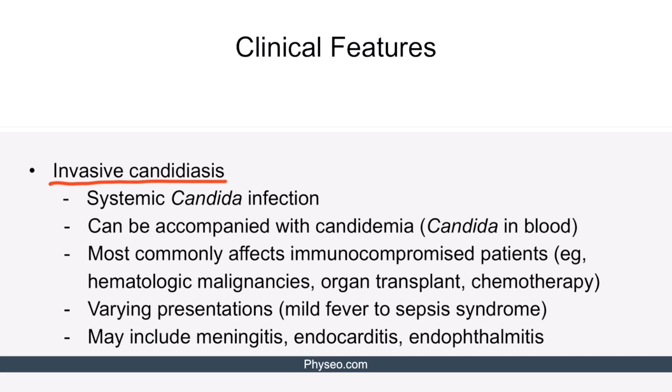So it stands to reason that they're going to have sepsis and look sick. Also, manifestations can include meningitis, endocarditis, and endophthalmitis. So you just picture it spreading everywhere. Brain, meninges, the heart, endocardium, and even the eyes, endophthalmitis.